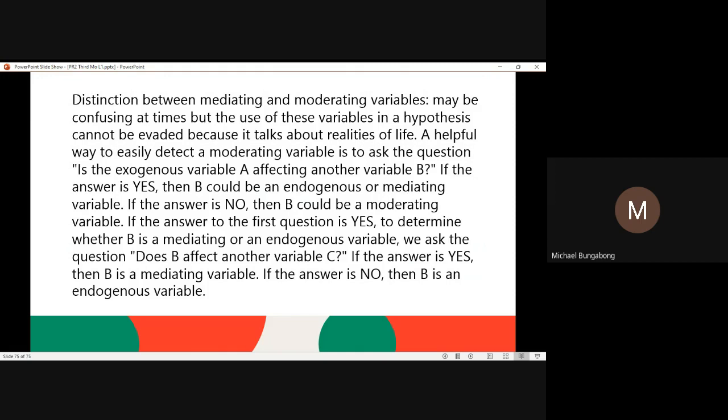So a helpful way to easily detect moderating variables is to ask the question, is the exogenous variable A affecting another variable B? So if the answer is yes, then the B could be an endogenous or mediating variable. So if the answer is no, then the letter B could be the moderating variable. So something like that. Now, I know it's really hard at first, but you have to remember that when you understand the process and know which one is the independent and dependent variable, then you can begin questioning yourself which one is the mediating variable or moderating variable in there.